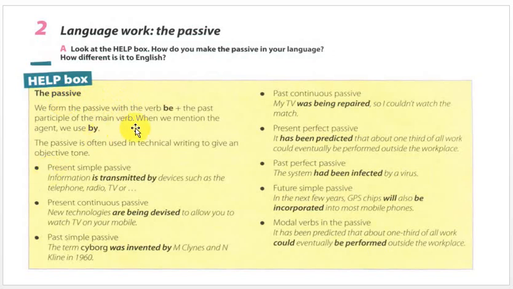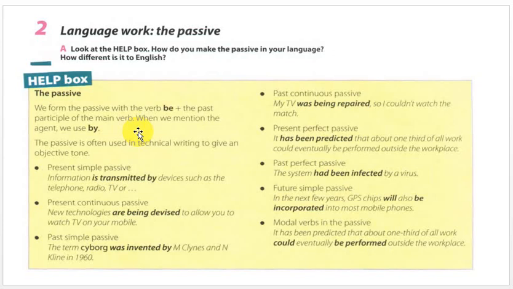We form the passive with the verb be plus the past participle of the main verb. When we mention the agent, we use by. Be plus the past participle. The past participle in regular verbs is the -ed form of the verb, and in irregular verbs, the third form of the verb is called the past participle. The passive is often used in technical writing to give an objective tone.